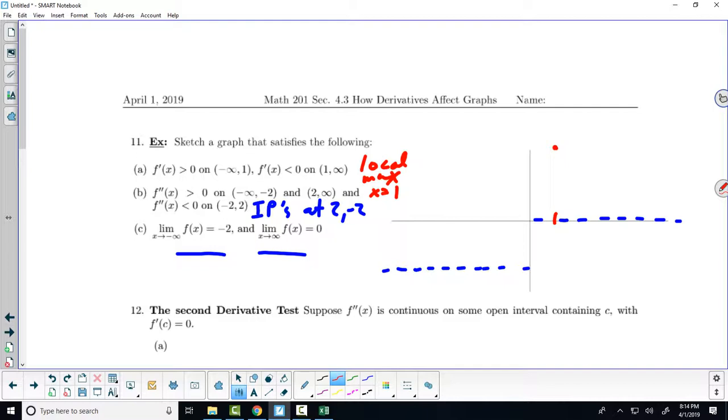Then I've got an inflection point at -2, so let's put it down here. And I've got an inflection point at +2. So I don't know, let's put it right here. Okay, so I put on those inflection points and the max.